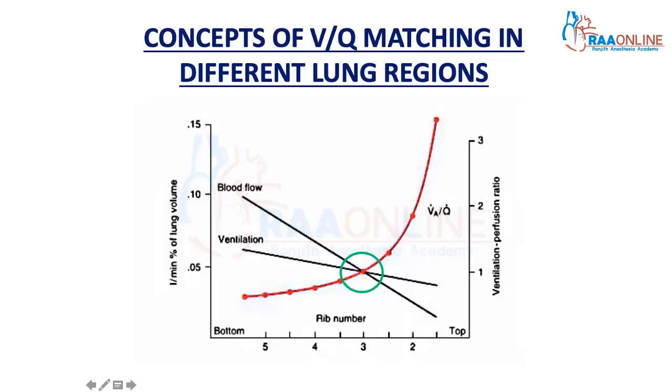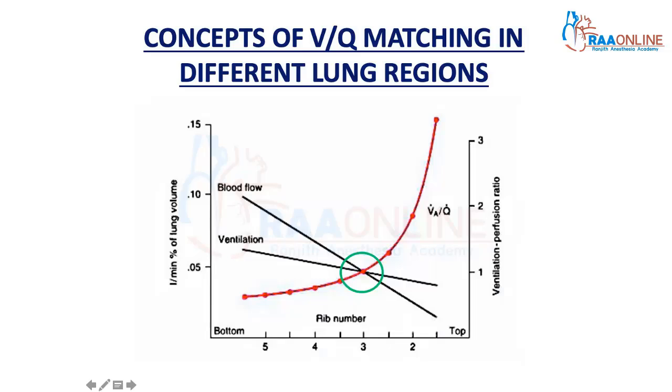Now, if you look at the ribs per se, both the ventilation and the blood flow, they both increase as you go from top to the bottom. That is, as you go from the first rib to the fifth rib, ventilation and perfusion both increase. But as I was telling you, the perfusion, that is Q, overtakes the ventilation, and the V/Q ratio reaches the value 1 at rib number 3.